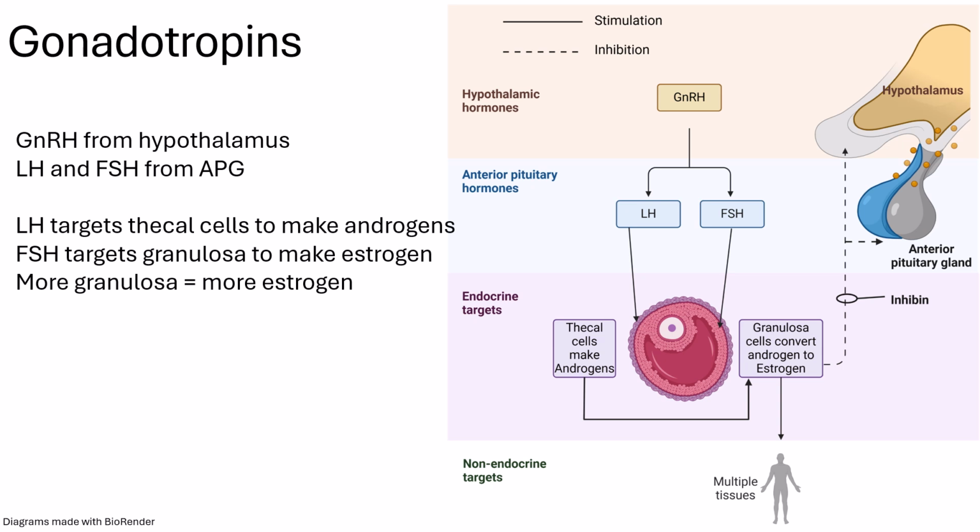LH finds its targets in the thecal cells surrounding ovarian follicles, and it prompts them to produce androgens that can then be converted into estrogens by the granulosa cells. FSH finds its target in those granulosa cells, causing them to make more and more estrogen.